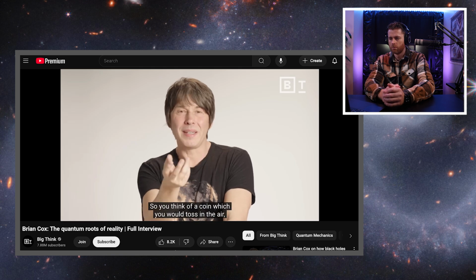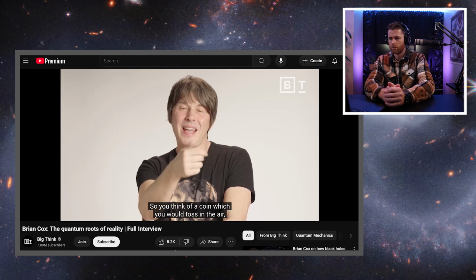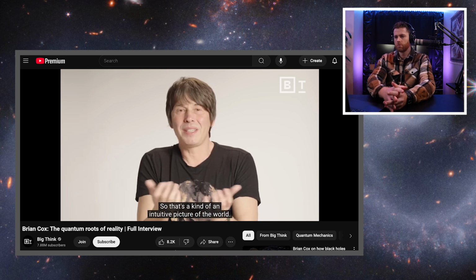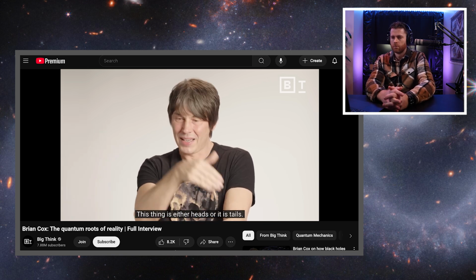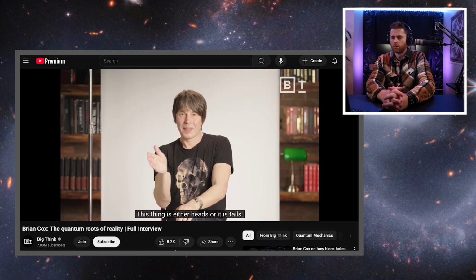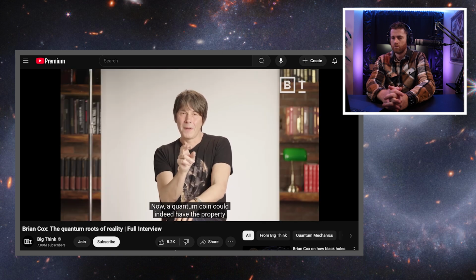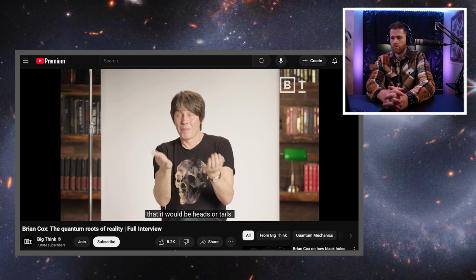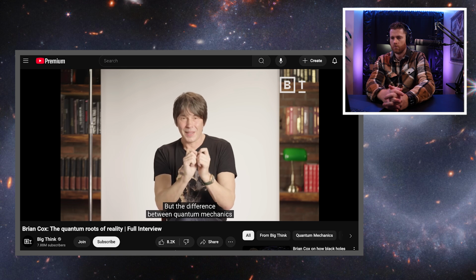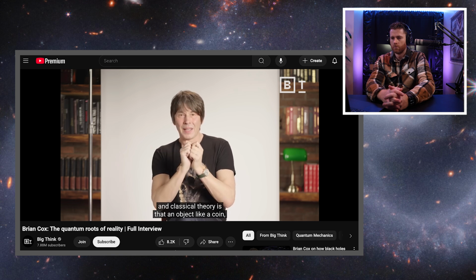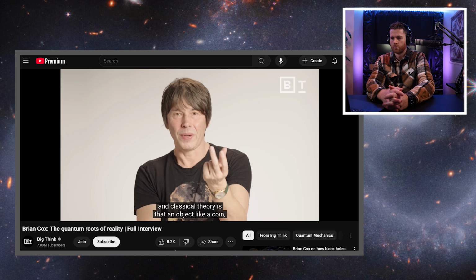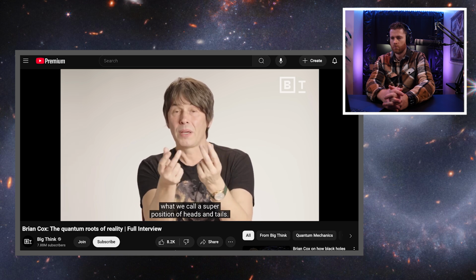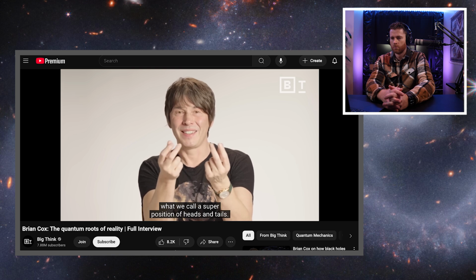So you think of a coin, which you would toss in the air, and it can be either heads or tails. So that's a kind of an intuitive picture of the world. This thing is either heads or it is tails. Now, a quantum coin could indeed have the property that it would be heads or tails. But the difference between quantum mechanics and classical theory is that an object like a coin, a quantum coin, can also be in what we call a superposition of heads and tails.